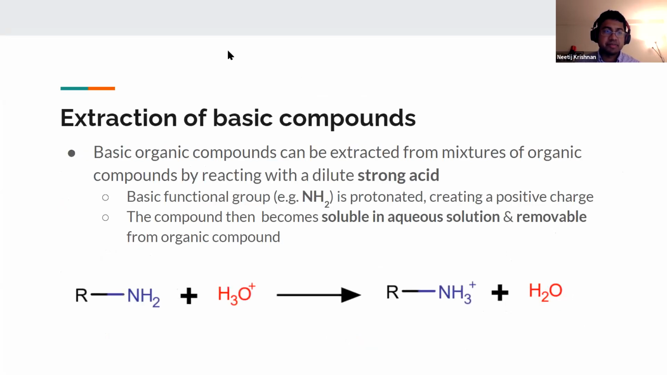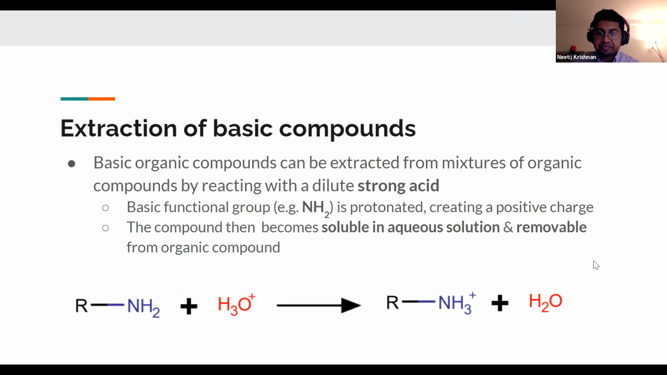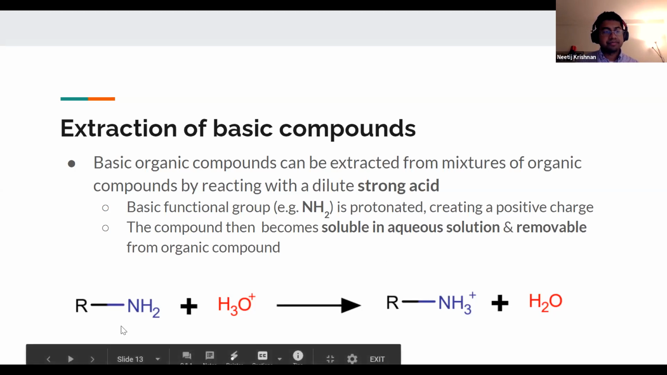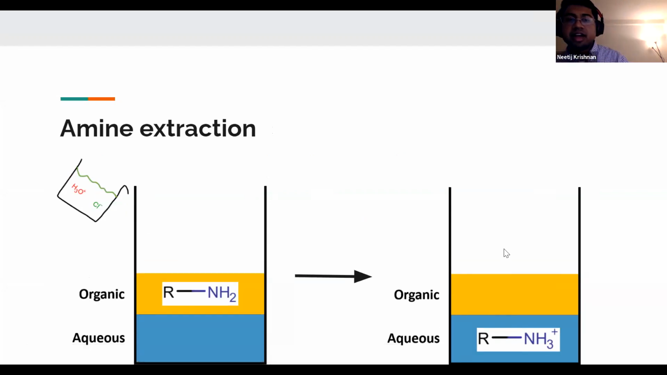So some basic patterns you might see in extraction. First, extraction of basic compounds. Basic compounds, especially organic molecules with an amine group, NH2, can be extracted from organic solutions by adding a dilute but strong acid. That protonates the basic group, giving it a positive charge, and now the base is going to be soluble in the aqueous layer and will no longer be in the organic layer. So here's an example: you have your amine, you add some acid, you protonate it, and it migrates to the aqueous layer.